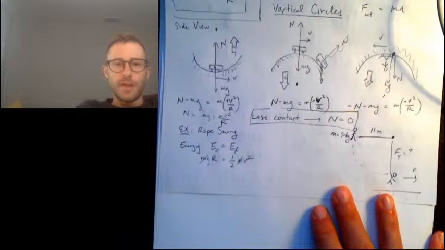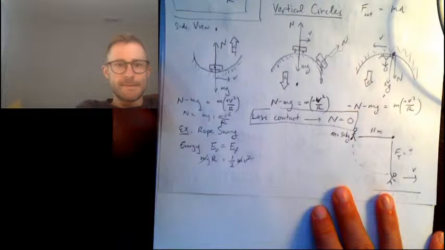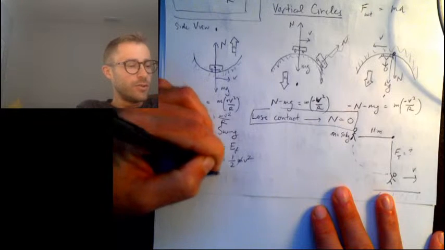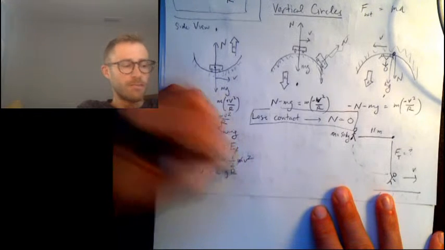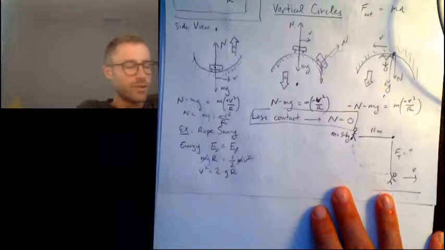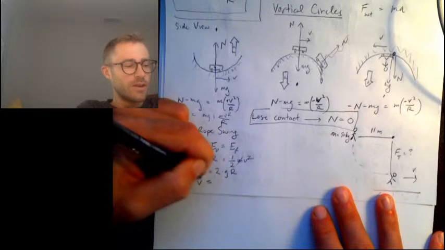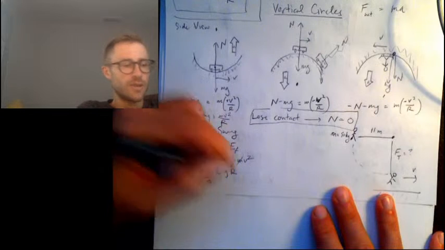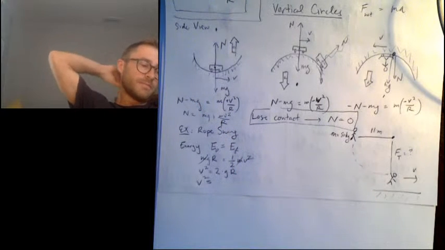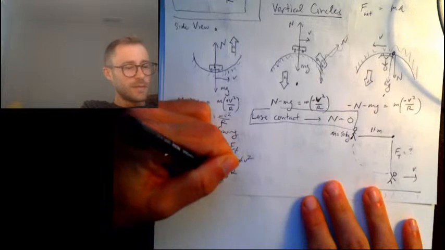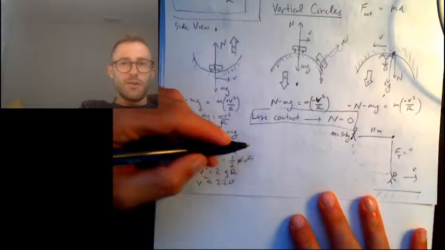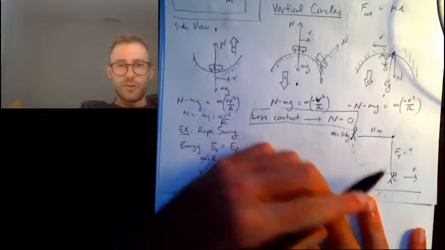So the m's cancel out, and what we get is v squared is equal to 2 times g times r. I'm actually going to just leave it as v squared, and you'll see why in a second. So v squared is equal to 2 times 10 times 11. That's 220 is v squared.